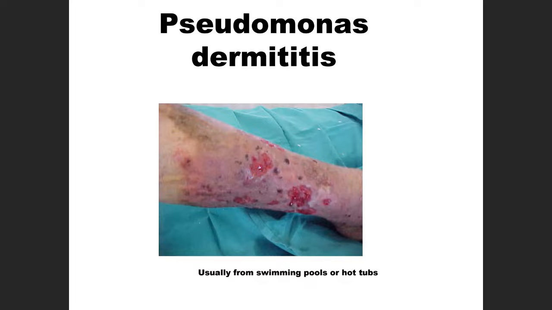If the chlorine levels in a swimming pool have not been adjusted properly, then Pseudomonas can thrive in the swimming pool. And if a person swimming in this pool has open cuts or sores on the skin, the bacteria can invade. And you can see there's a slight green appearance to the skin here.